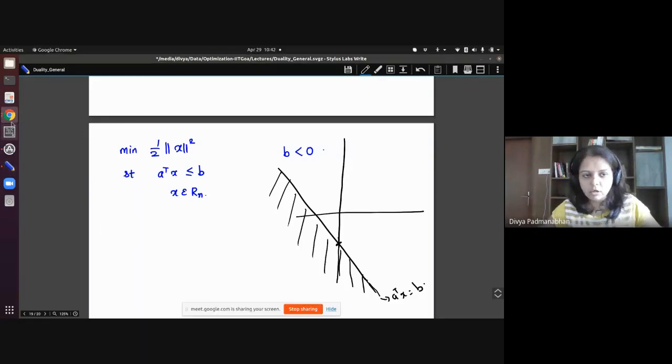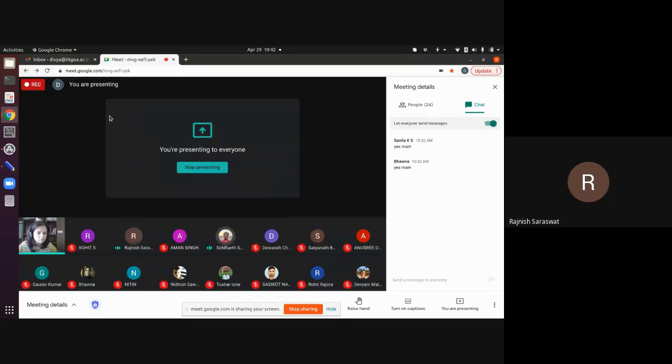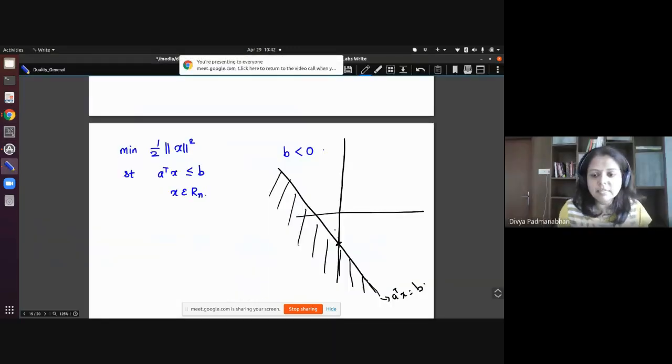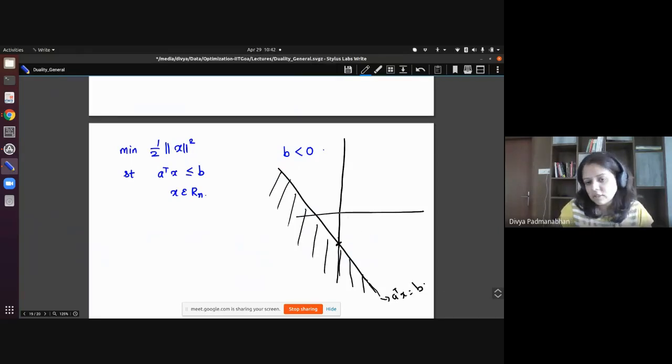Okay, am I audible? Ma'am, both the intercept should be negative. Exactly. So the intercept is negative, so that's why it comes on this part. And in particular, the origin is not included in this feasible region. Because if you substitute the origin back here, what you're going to get is a value 0 in the left hand side, and the right hand side it's a negative value, so it doesn't belong to the feasible space.